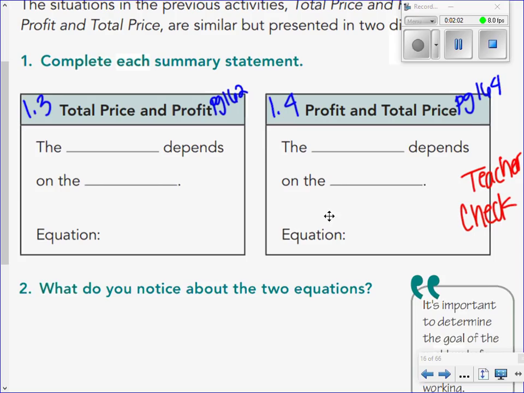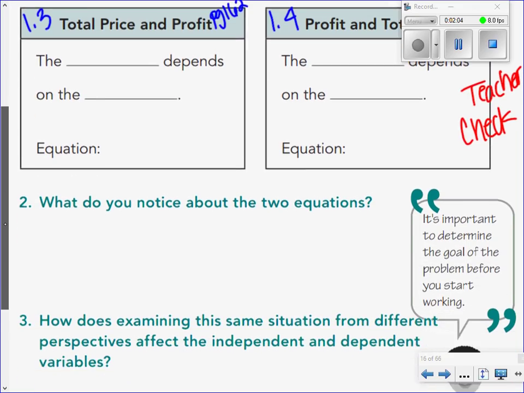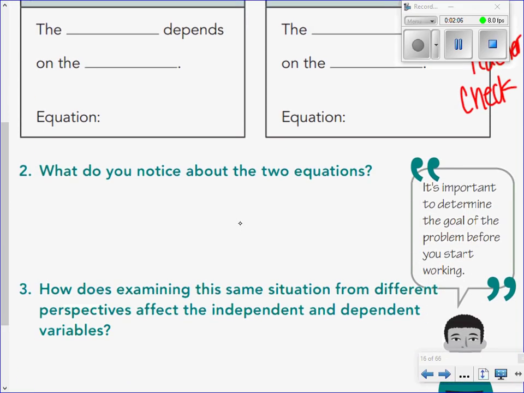All right, so if you did this yesterday, what did you notice about the two equations? You should be able to write two things about the equations. Something that is the same and something that is different. Yep, two things.